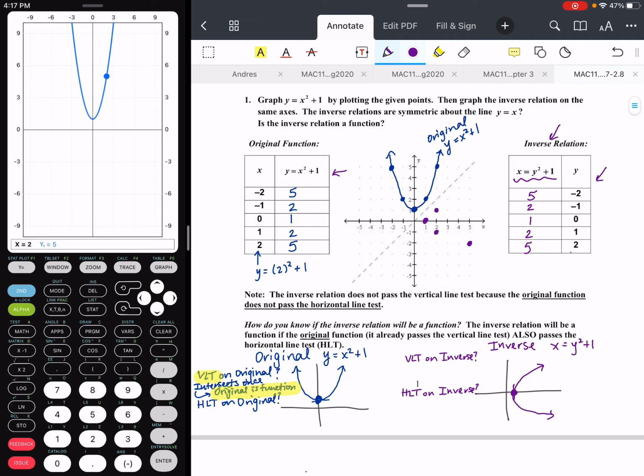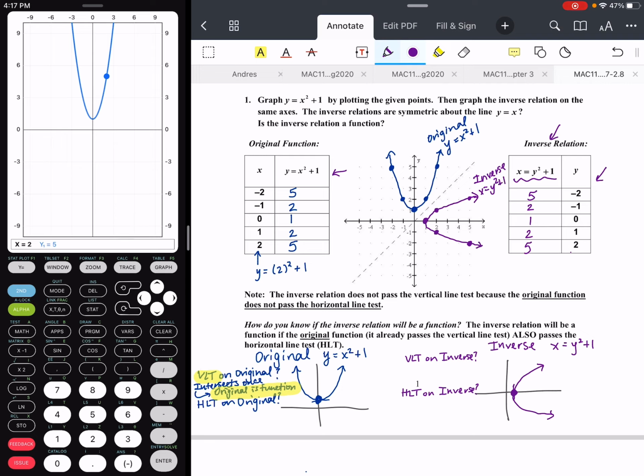And then I have 5, 2. All right, and let me go ahead and connect these. Okay, so that's our inverse relation, x equals y squared plus 1.